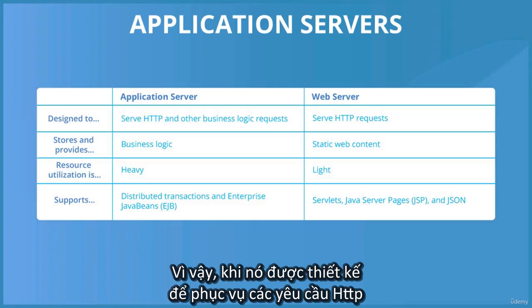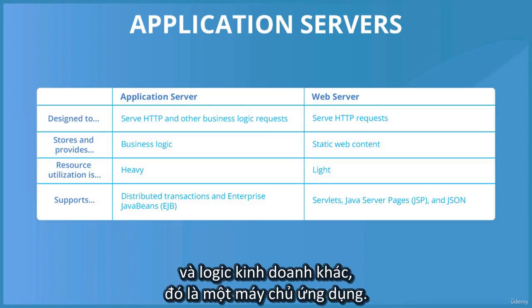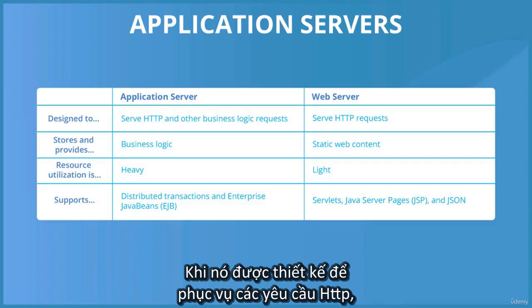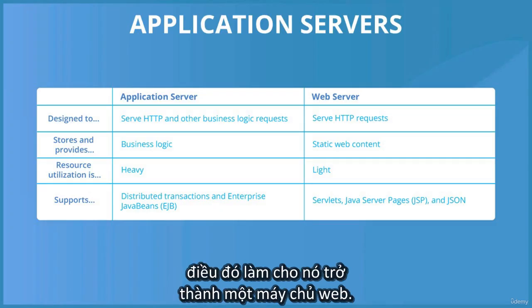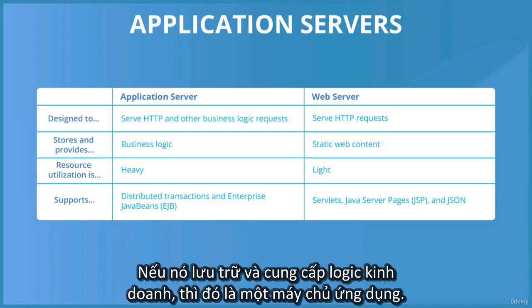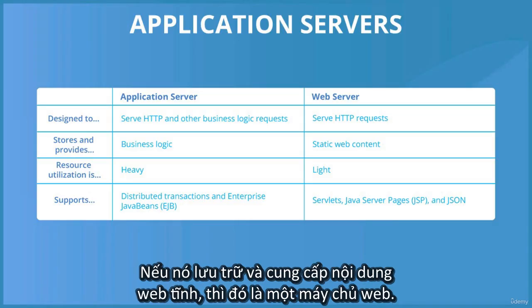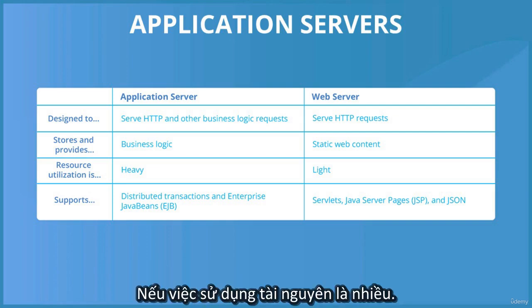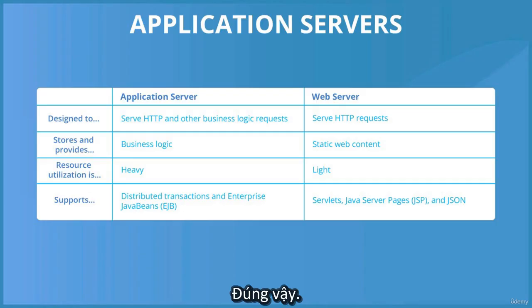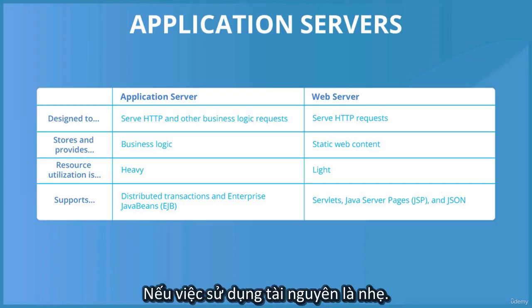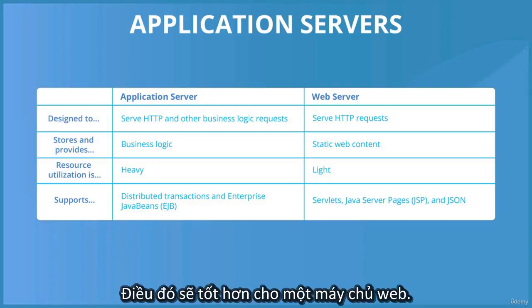So when it's designed to serve HTTP and other business logic requests, it's an application server. When it's designed to serve HTTP requests, that makes it a web server. If it stores and provides business logic, it's an application server. If it stores and provides static web content, that makes it a web server. If resource utilization is heavy, application server. If resource utilization is kind of light, that'll be better for a web server.